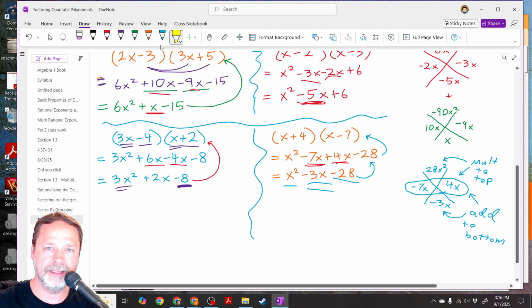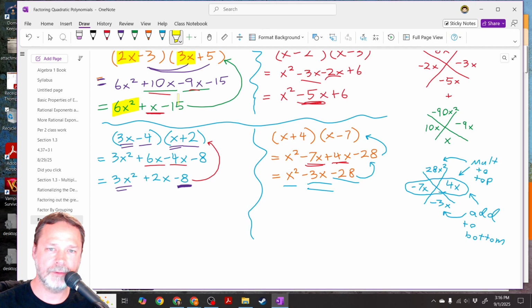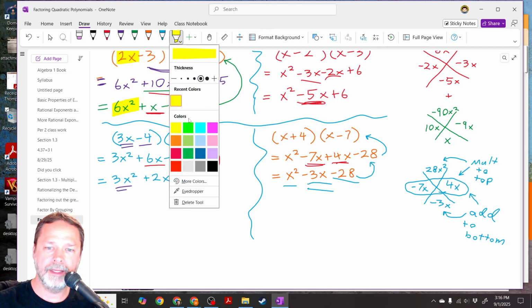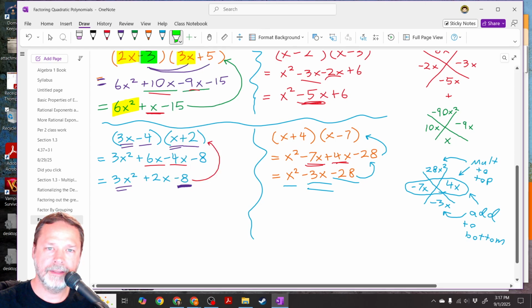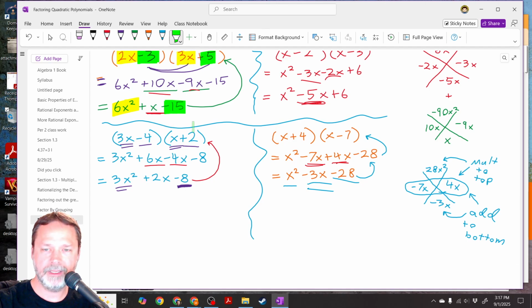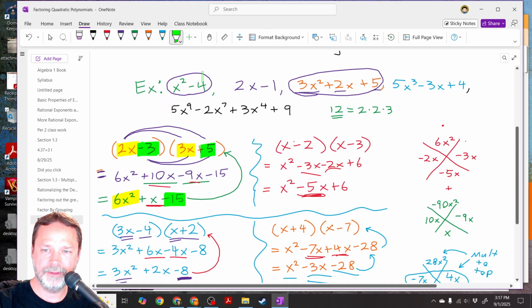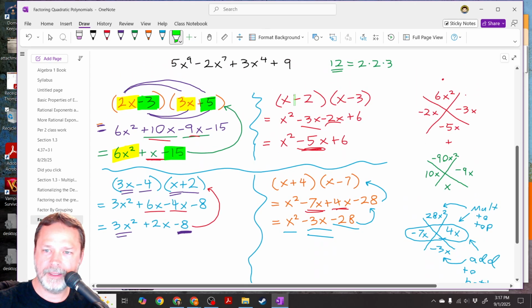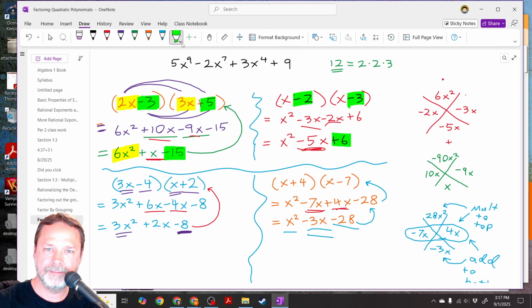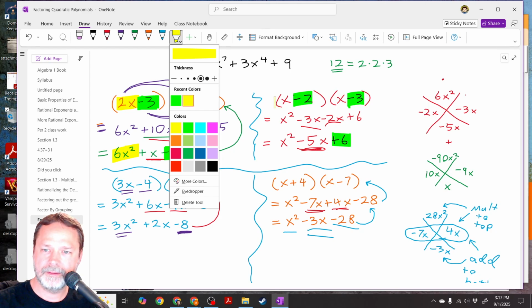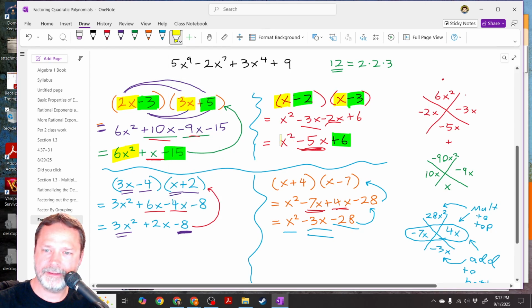Maybe I can use the highlight just to show you. 2x and 3x, that's a factor of 6x squared. And negative 3 and 5, those are factors of 15. And that's always true. There's a lot of patterns we notice as we look at these. Negative 2 and negative 3 gets us negative 6. X and x give us x squared. So we see these patterns.